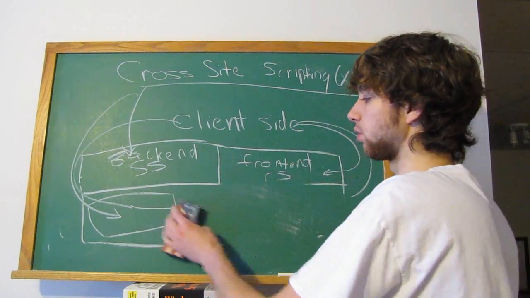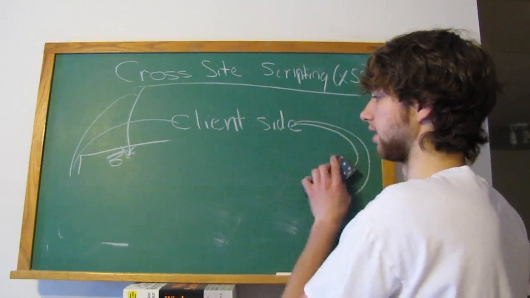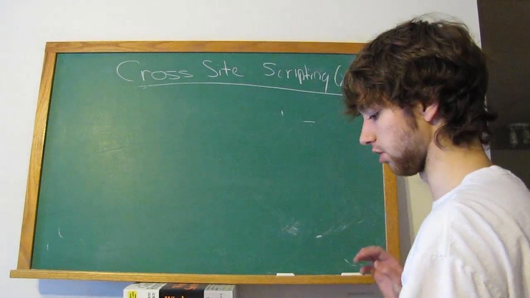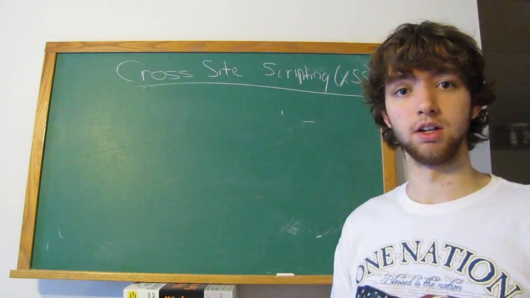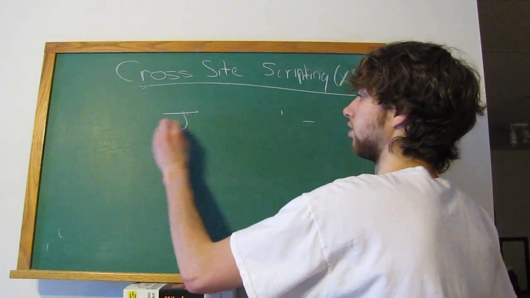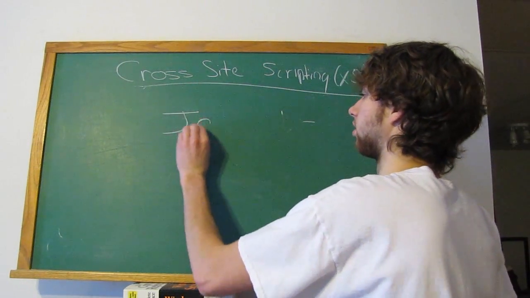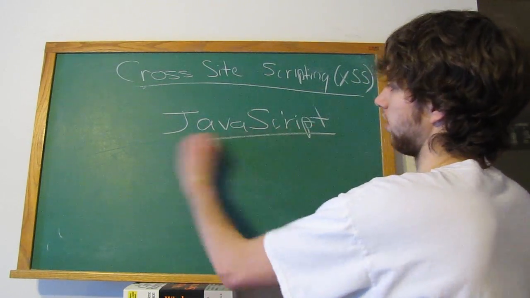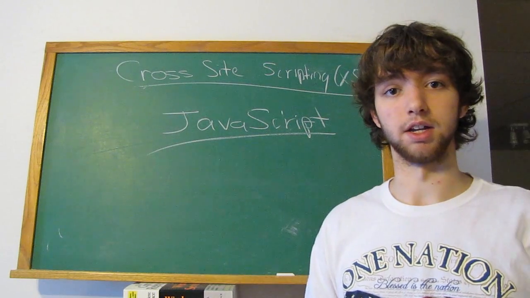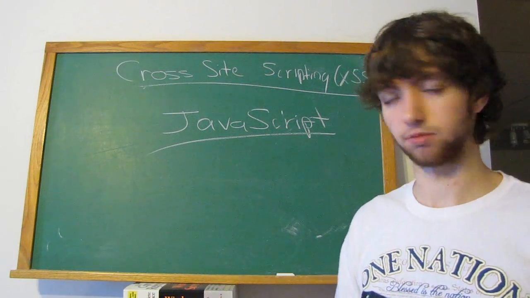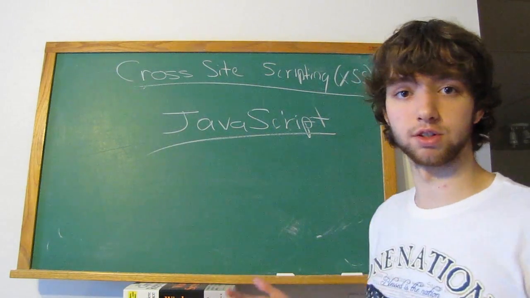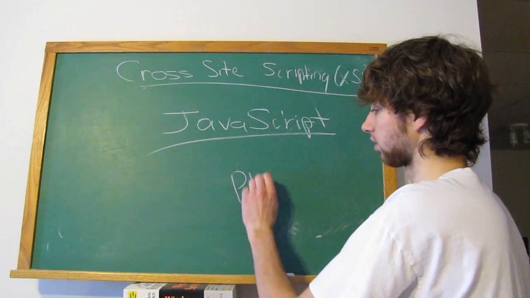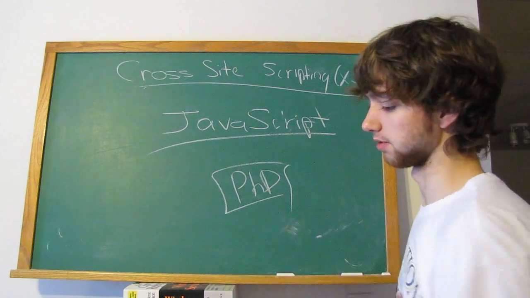So, the actual code being used is client-side. An example is JavaScript. So you would make a client-side script using JavaScript. That's just an example of a client-side scripting code, programming language, or whatever. There's other kinds, but PHP, for example, is a server-side language.